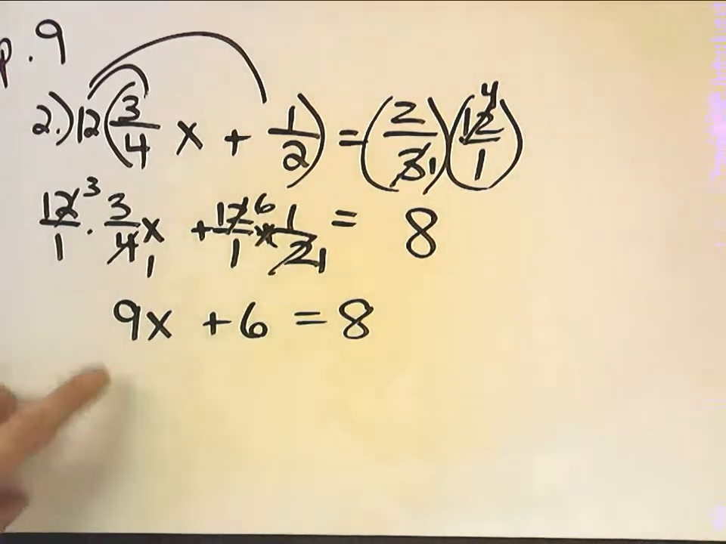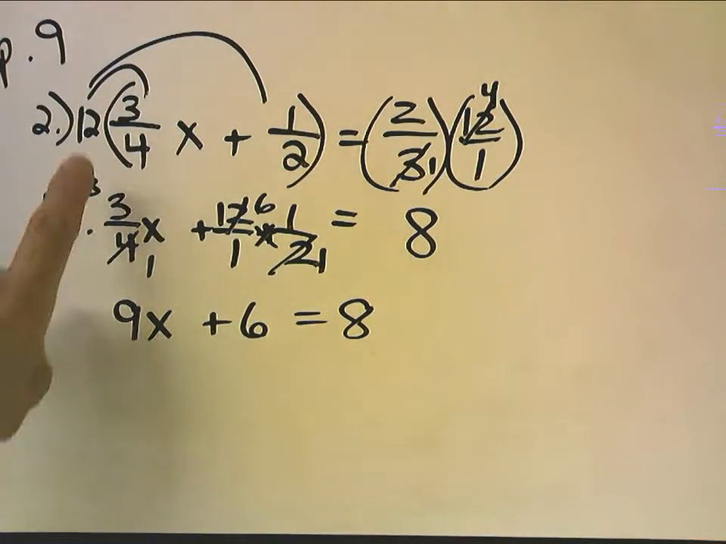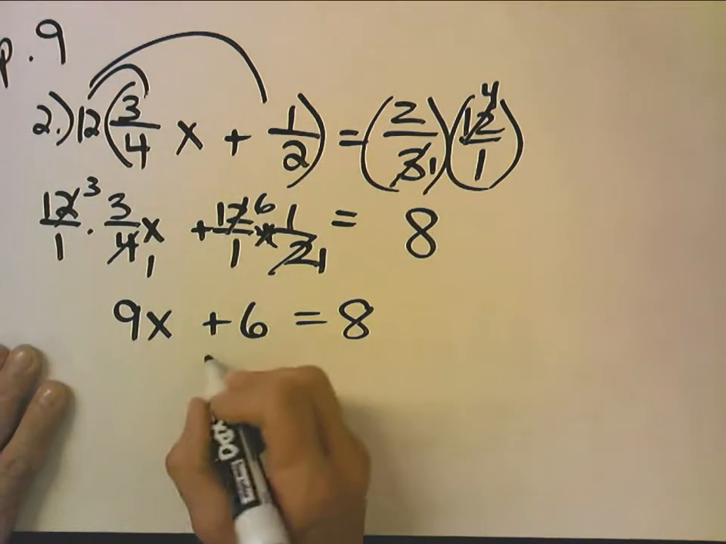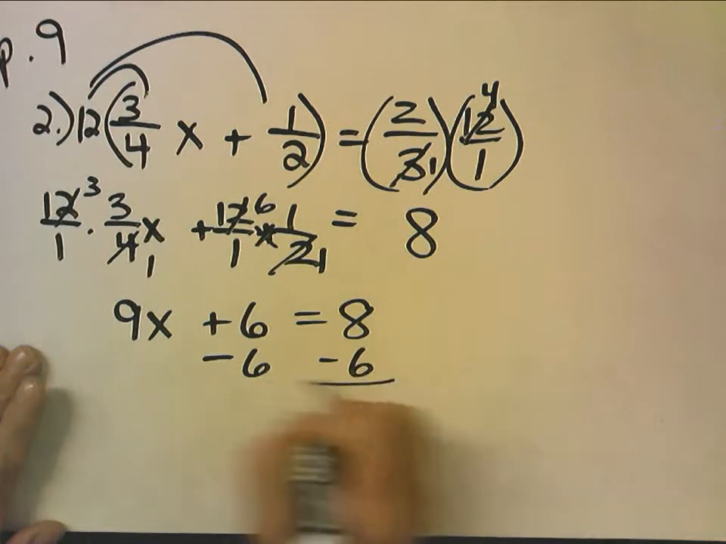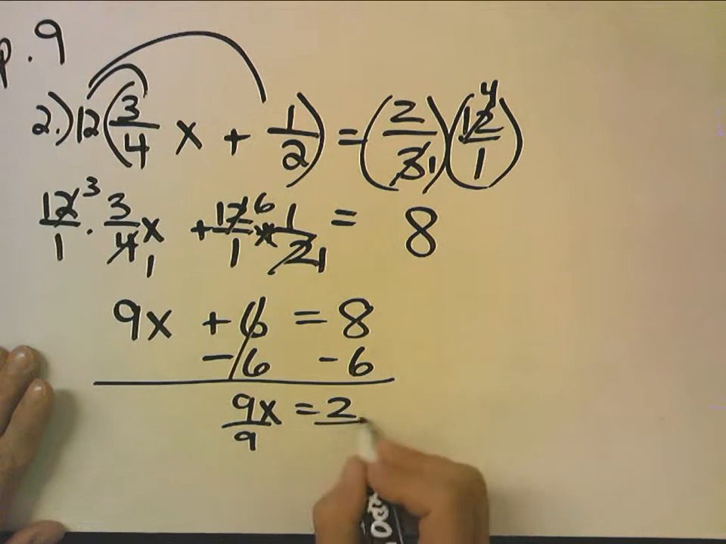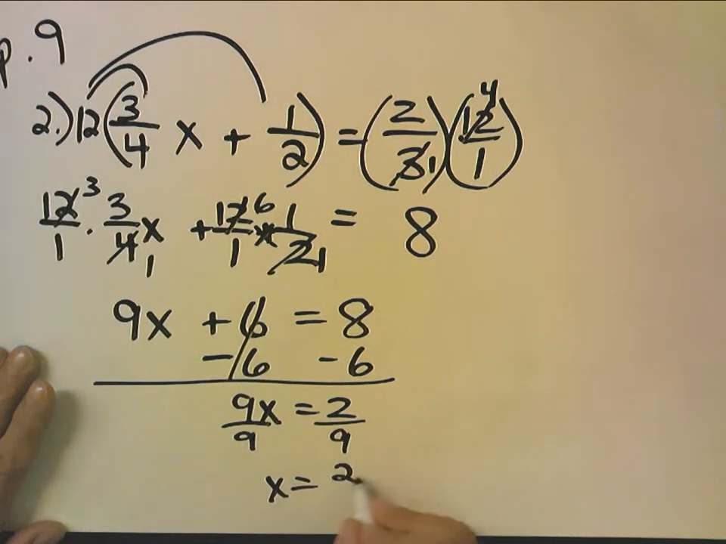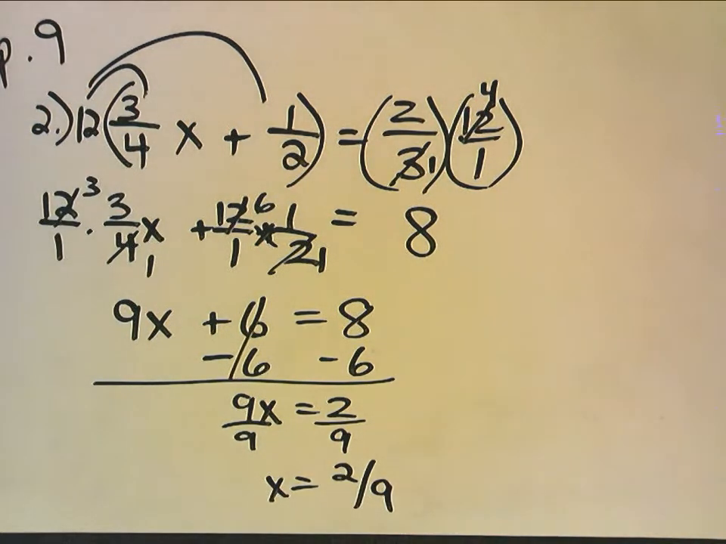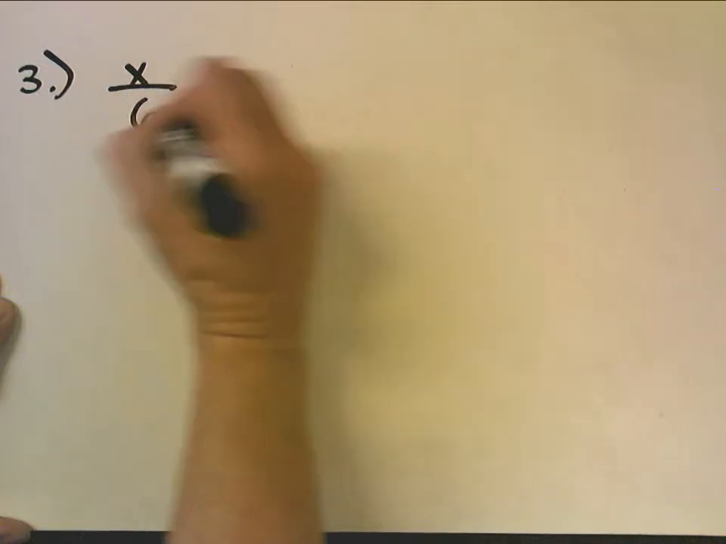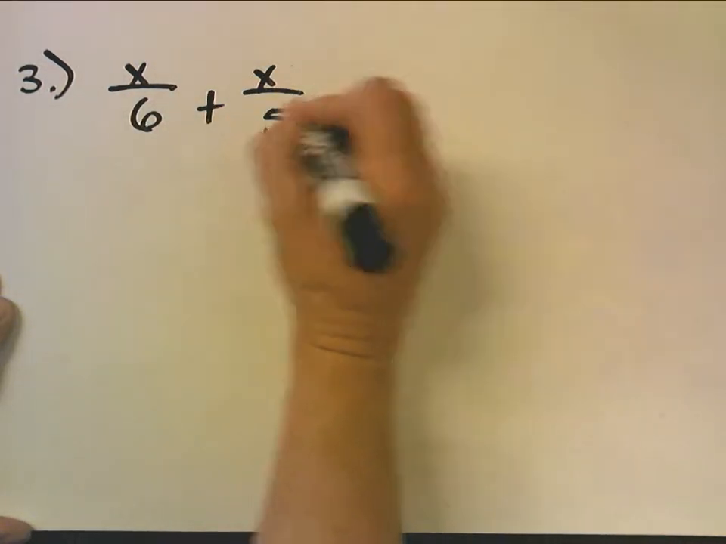And again, look how simple the equation looks now. This looked really complicated. This looks really simple. So this is a good skill to practice and learn. So now I get 9x equals 2, divide by 9, divide by 9, x equals 2/9. Okay, now number 3. In class, I had everybody do number 3 on their own. So if you want to try to stop the video and do this on your own, go ahead.